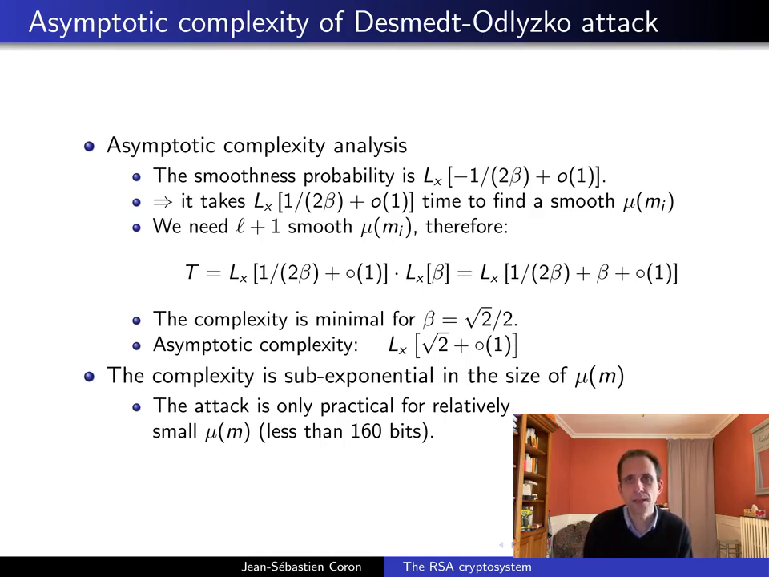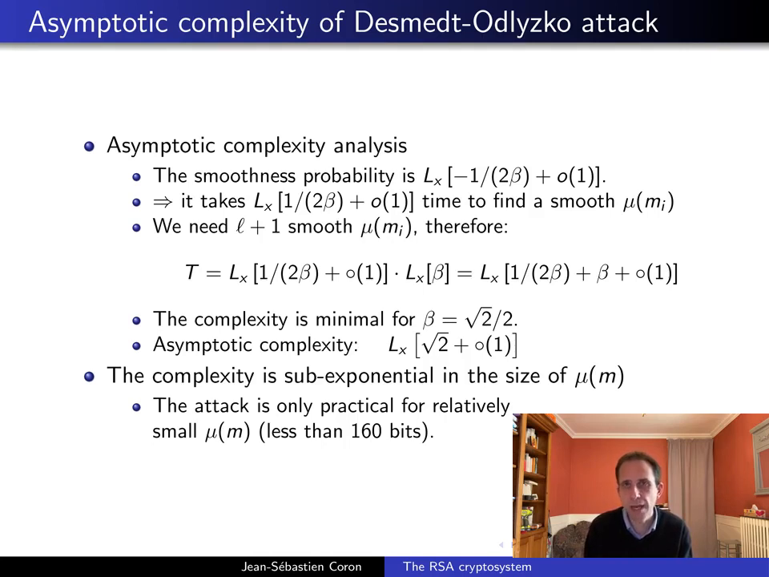And we know that to obtain our linear relation, we need at least L plus 1 smooth encodings. So this means that the total running time will be the product of L, which is Lx of beta, times the complexity to generate a single smooth encoding. So it's Lx of 1 over 2 beta plus something negligible times Lx of beta. And this gives us Lx of 1 over 2 beta plus beta.